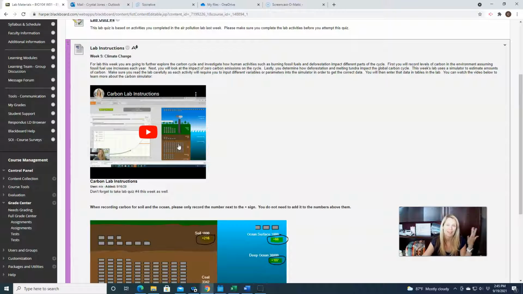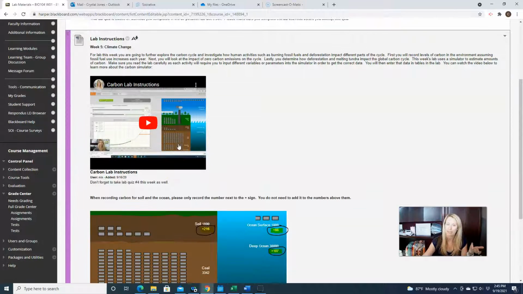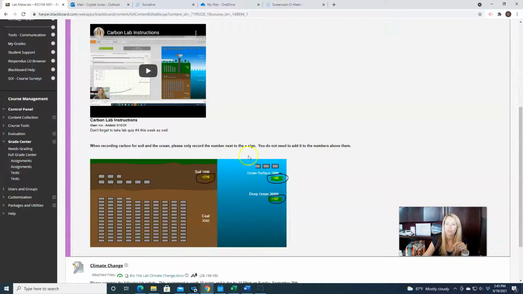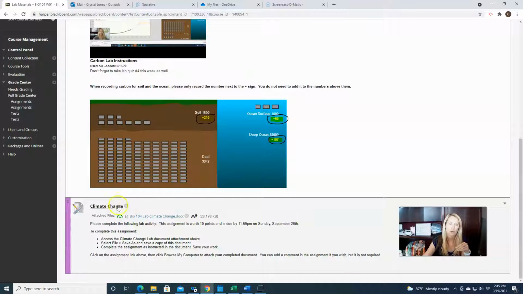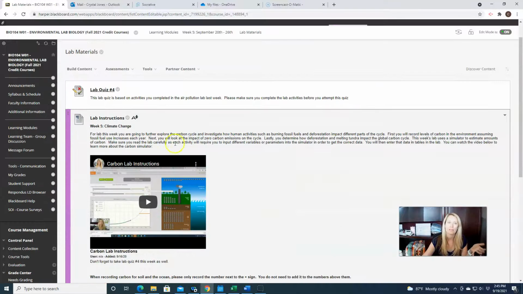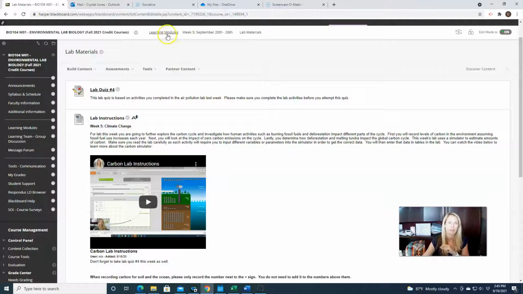You're going to be collecting a lot of data in this lab this week, and then you're going to be answering questions related to that data. I've also included some additional information here about exactly how to collect data, what numbers you should be writing down. So again, it'll make sense once you look at the lab this week. So it's Climate Change Lab. It's once again based on this carbon simulator that you're going to use for this week.